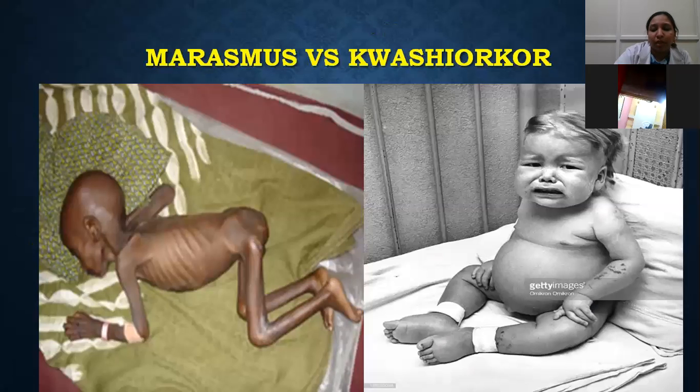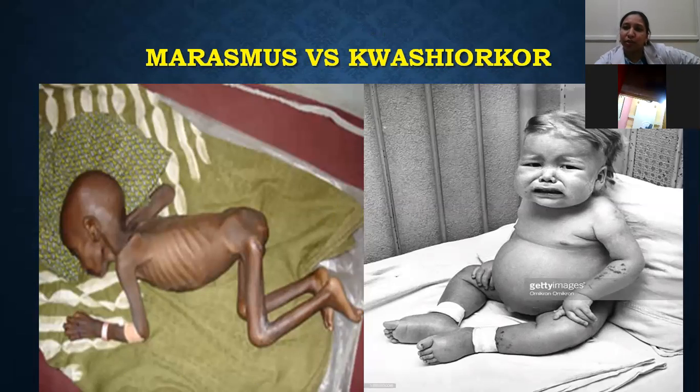Okay. So again here we have different categories like marasmus and kwashiorkor, like the SAM child. So please have a look at both the children. You can identify them just by a mere look. You can know who is a marasmic child and a kwashiorkor child. The kwashiorkor child looks like a normal child.